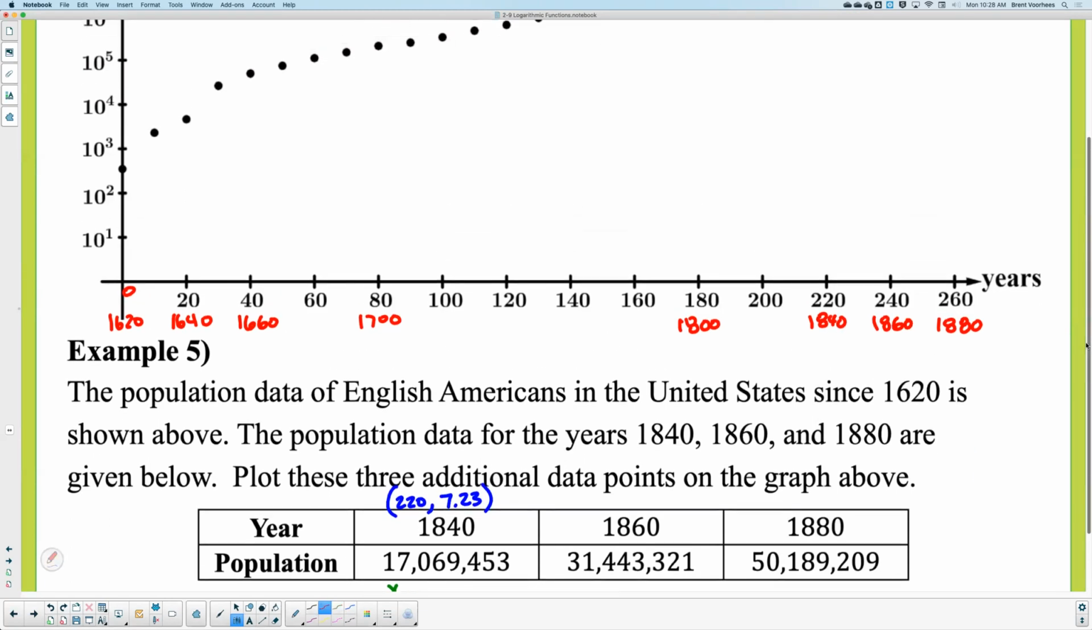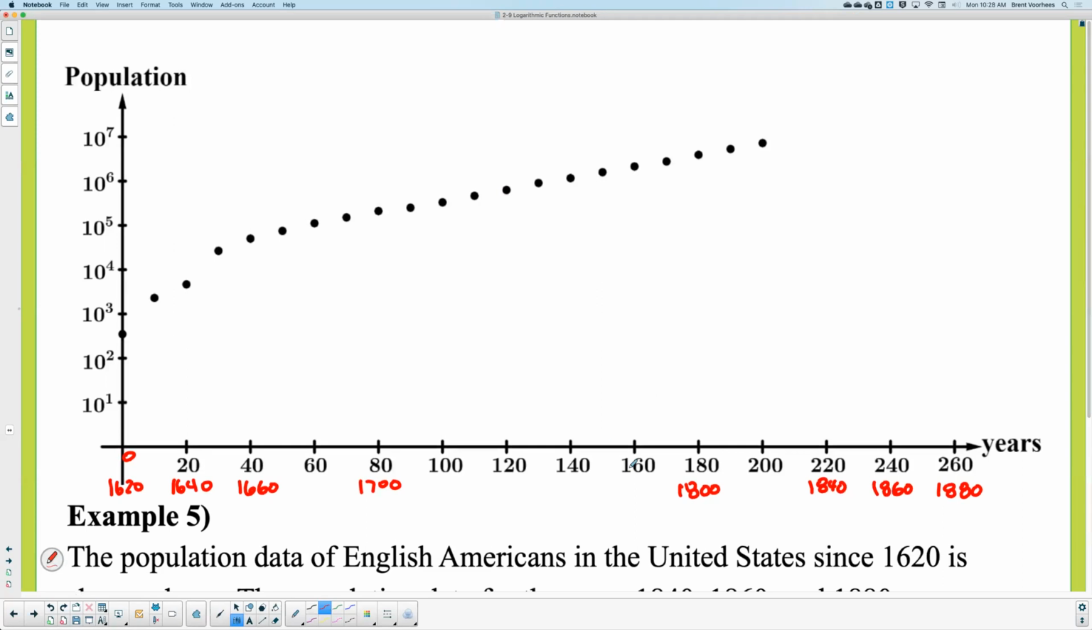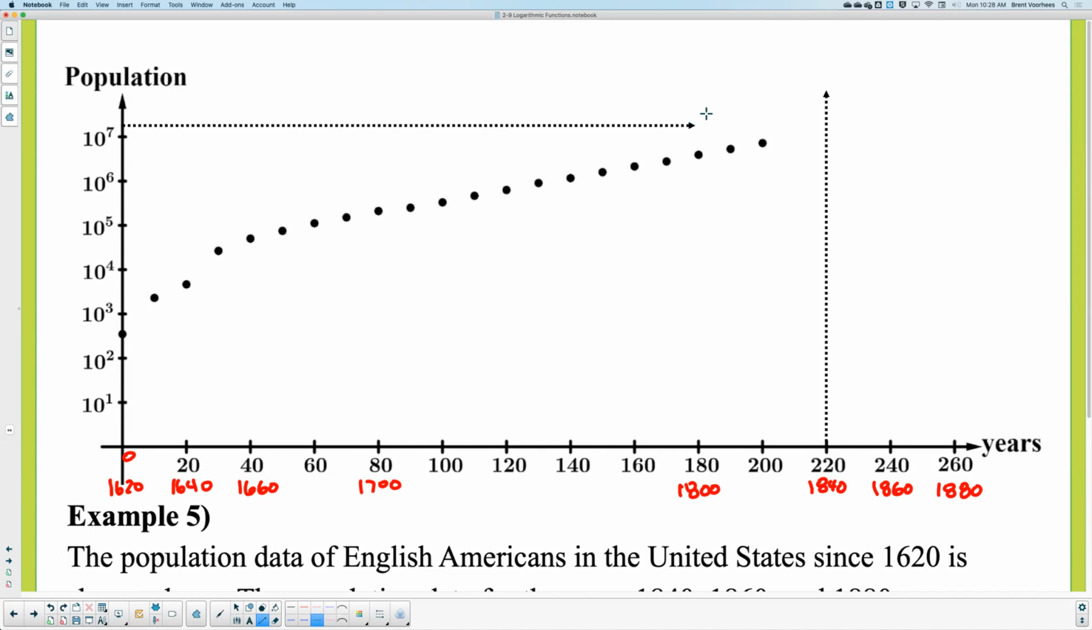All right, let's go plot that point. So as best I can, I'm going to use this little dotted line. This is 1840. We're going to go up this way. And 7.23, maybe right in there. So I'm going to say that's the point there. So there's our first point: 220, comma, 7.23.